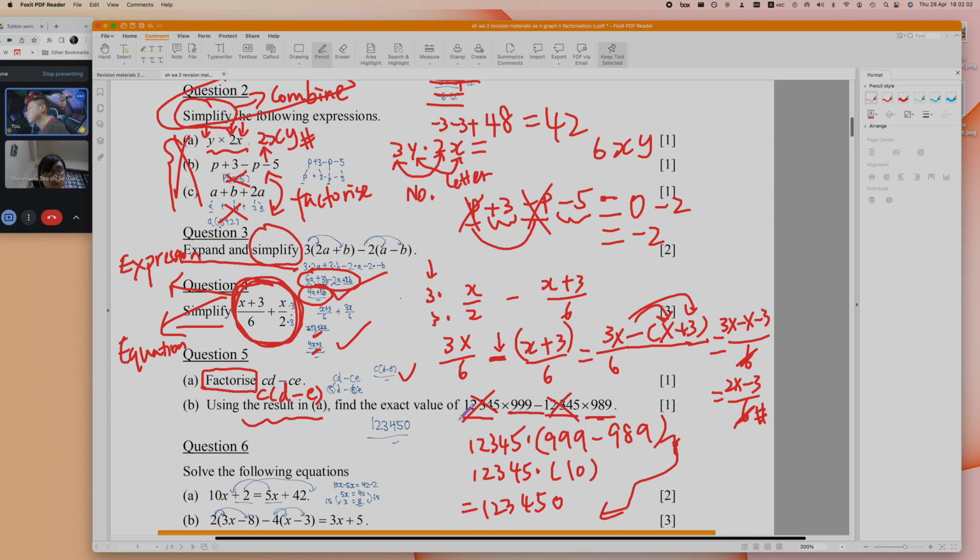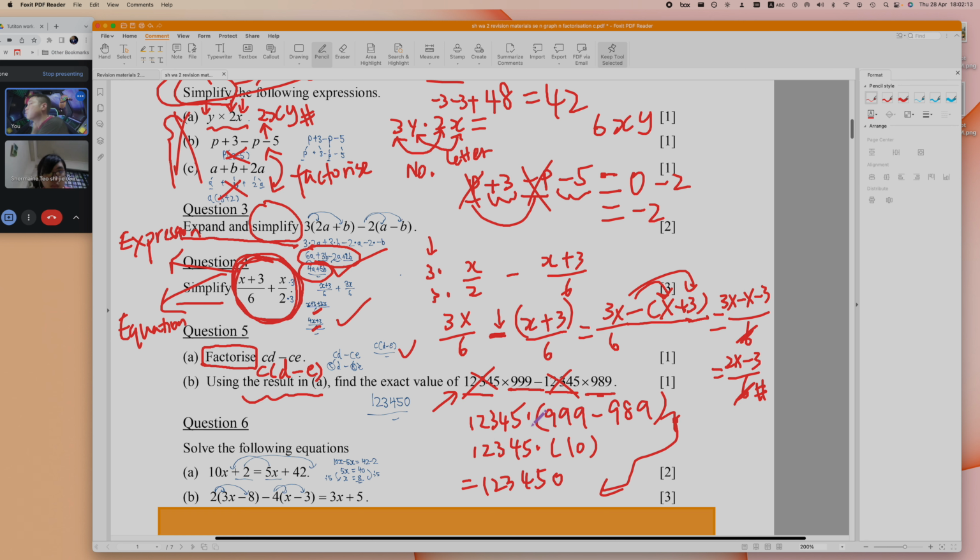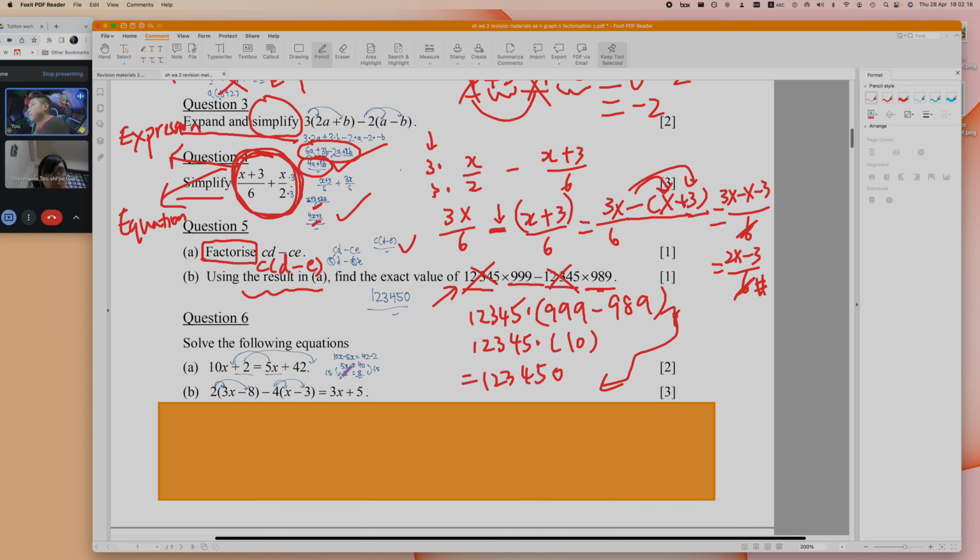Are you clear? So what I'm trying to say here is that you can do the factorization method for number questions also. So let me give you another example. If I have 2 times 10 plus 5 times 10, how do you do this question?